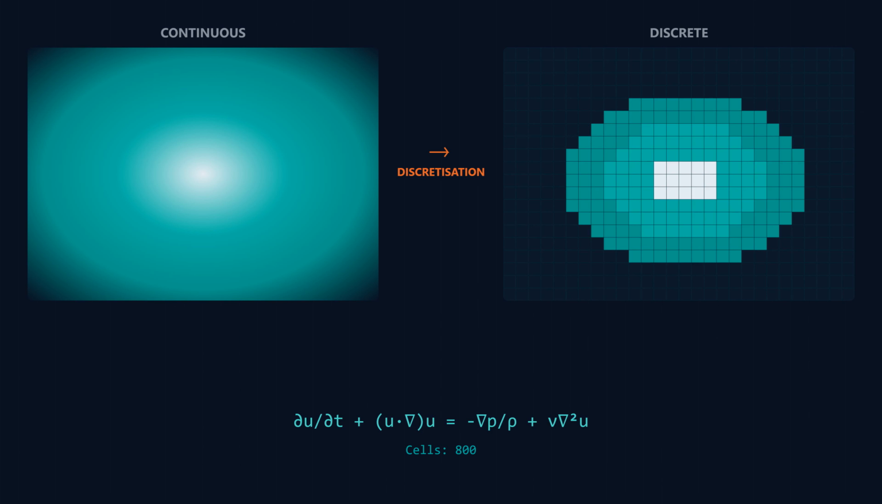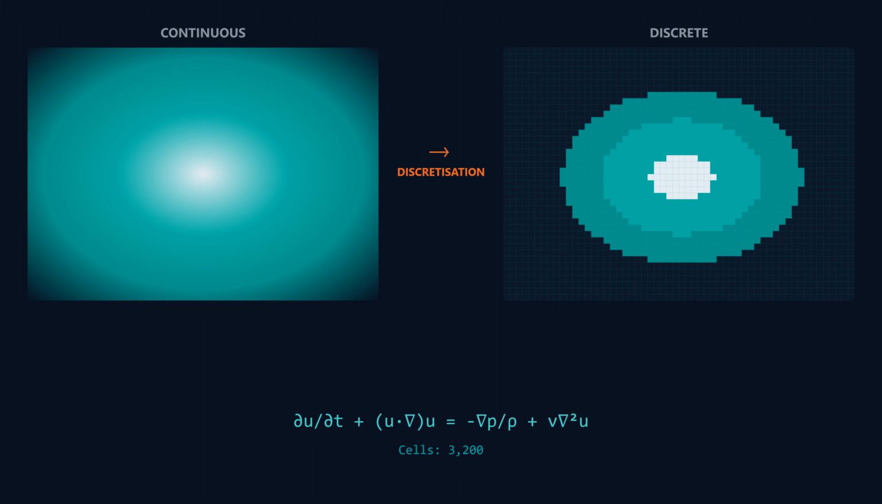Instead of solving the equations exactly across a continuous domain, it breaks the domain into thousands or millions of small discrete cells. At each cell, the equations become algebraic systems a computer can solve. The finer the mesh, the closer the approximation gets to reality. That trade-off between resolution and computational cost is the fundamental tension in every CFD simulation.